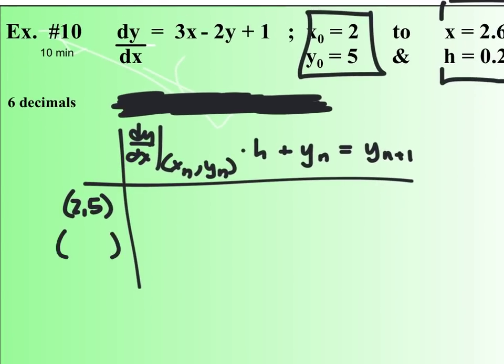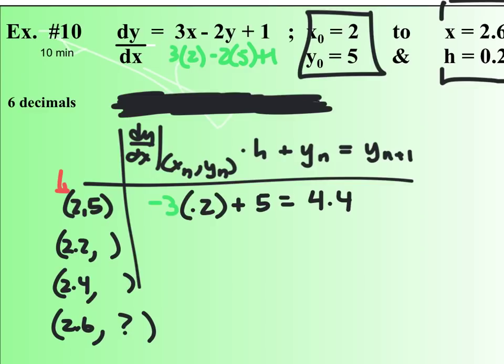So let me fill out a portion of this table here real quick. Our next value here will be 2.2, and we'll get a y value. Then 2.4, and we'll get a y value. And then we'll end up at 2.6, and that'll be our estimate. Okay? So go ahead with me and calculate dy dx at the point 2,5, multiply by h. H in this case is going to be 0.2 in all cases, and add to y sub n. Y sub n in the first case will be 5. In the second case, it'll be whatever we get for our next one, and you'll see the iteration begin.